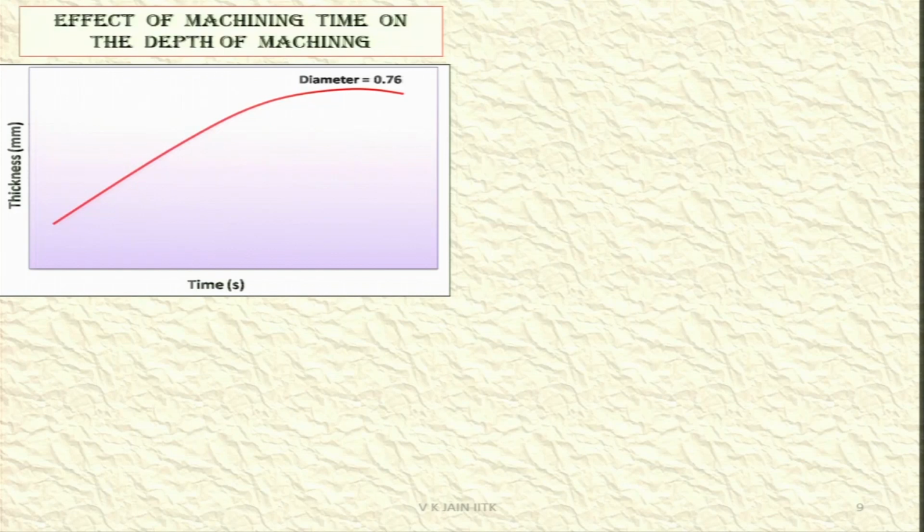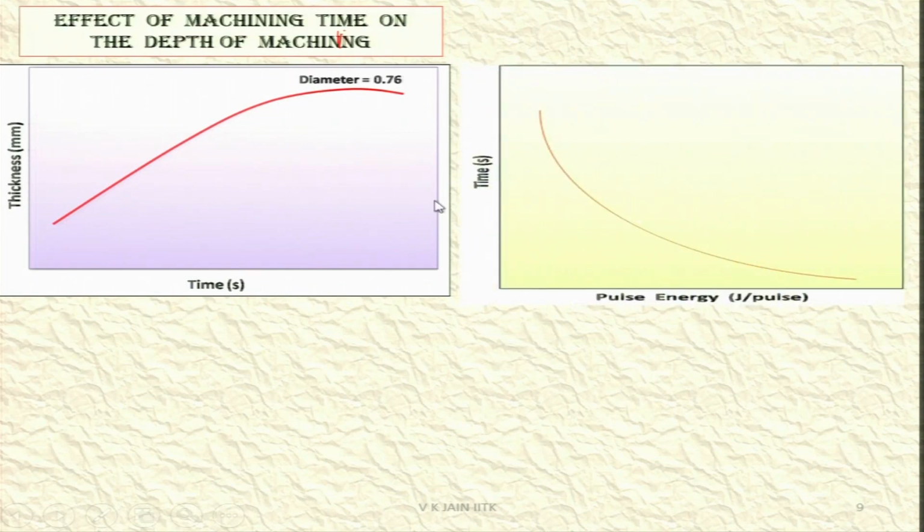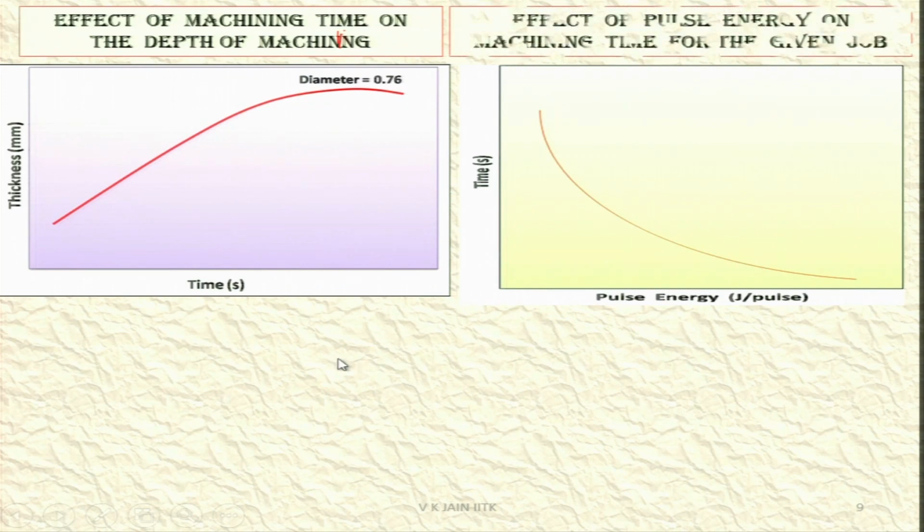Effect of machining time on the depth of machining. Here you can see it. So as the time is increasing, machined thickness is increasing, and after a certain time it becomes asymptotic over here. Now pulse energy: as pulse energy is increasing, in joules per pulse, the time taken for machining is decreasing.